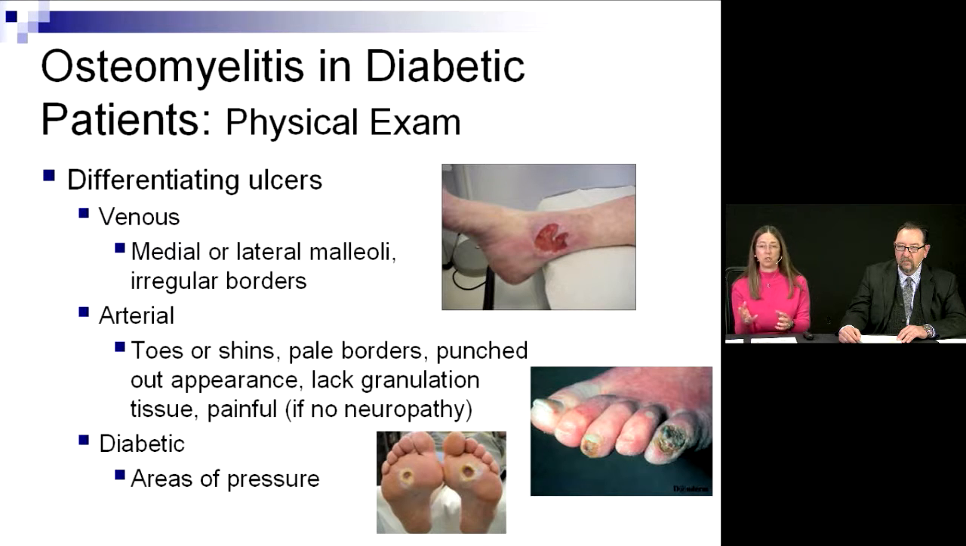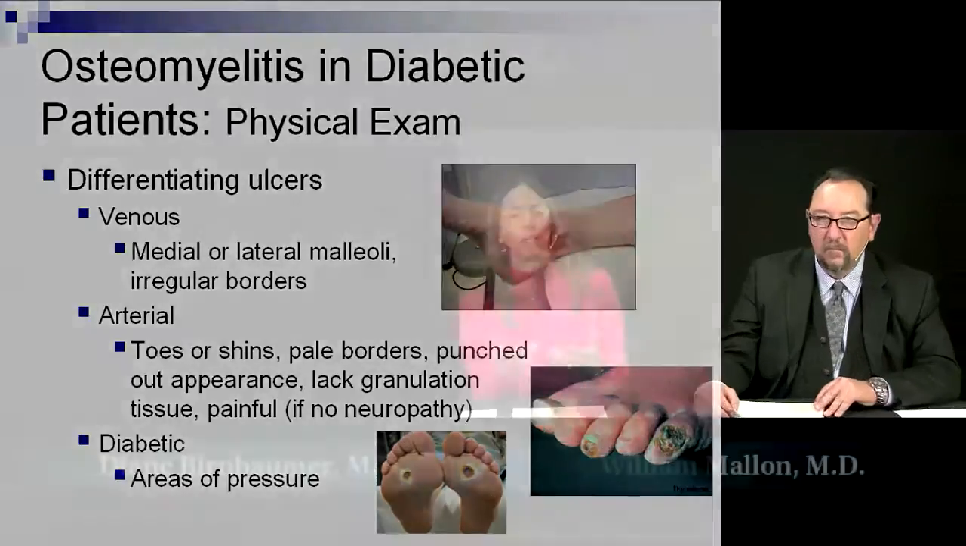Lack of granulation tissue. If you think about that, you've seen a gazillion venous ulcers where it's all meaty in the base and really well healing, and the arterials aren't. They look kind of dry. They hurt like a son of a gun unless they're neuropathic, which diabetics often are.